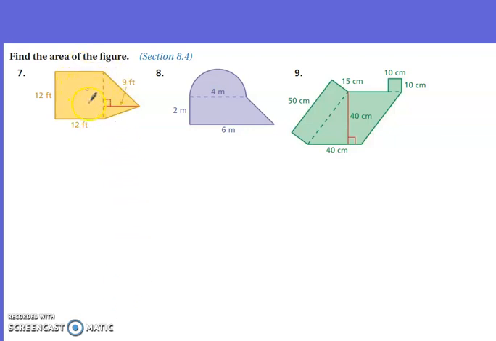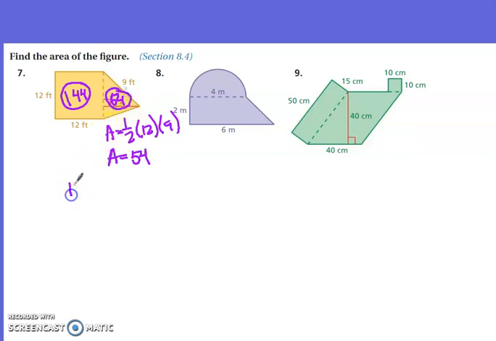Look at number 7. I see a square and a triangle. The area of this square is 12 times 12. That's 144. Length times width. And then to find the area of the triangle, area of the triangle is 1/2 base times height. Half of 12 is 6, and 6 times 9 is 54. So this area is 54. Now that I have both parts, I'm going to add the parts together. Feet squared.